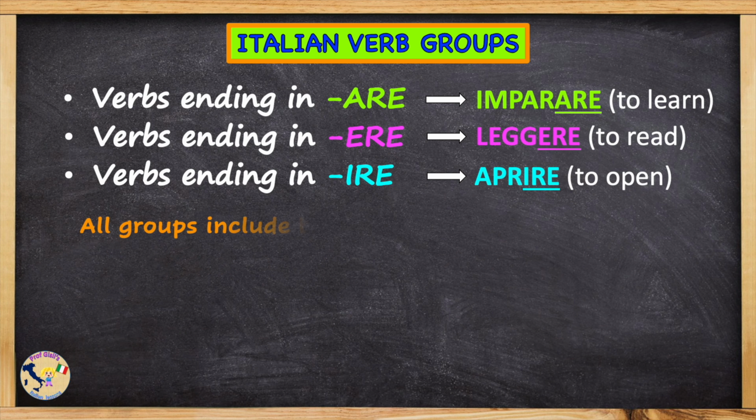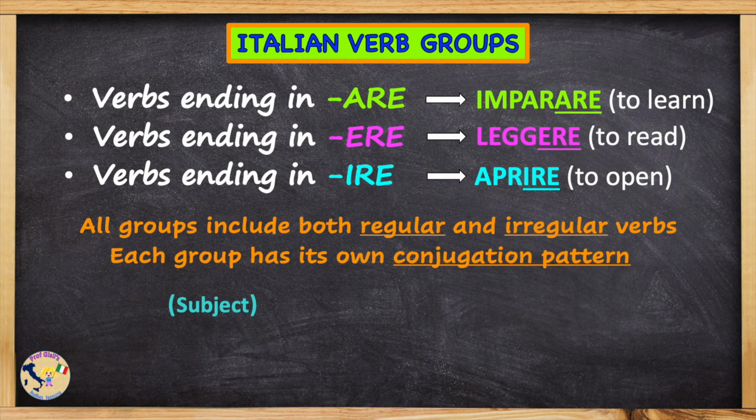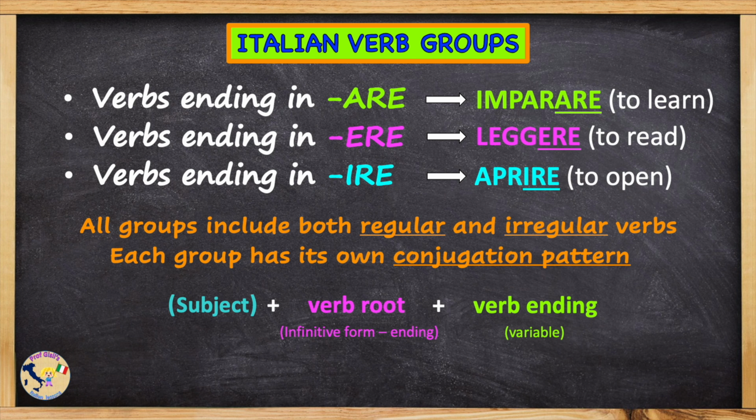All the above groups include both regular and irregular verbs. Most importantly, each group has its own conjugation pattern. The conjugation for Italian regular verbs follows this pattern: subject, which can sometimes be omitted depending on the context, plus verb root, that is the infinitive form minus one of the verb group endings -are, -ere or -ire, plus the verb ending, which varies depending on the group the verb belongs to, the subject being singular or plural, verb tense and verb mood.